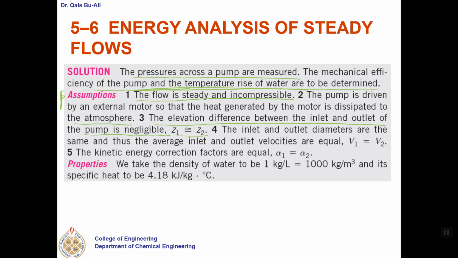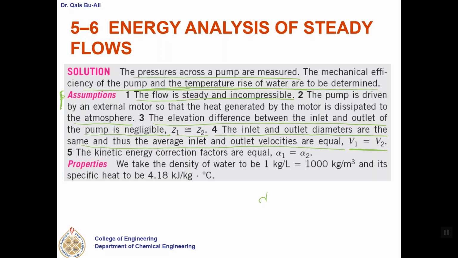Here you might say, oh, is this an assumption or is this information given? Actually, even though it is said there, you have to confirm it. Sometimes it is not mentioned in the problem, so you also have to state it as an assumption. And here the inlet and the outlet diameters are the same, and thus the average inlet and outlet velocities are equal. V1 is equal to V2.